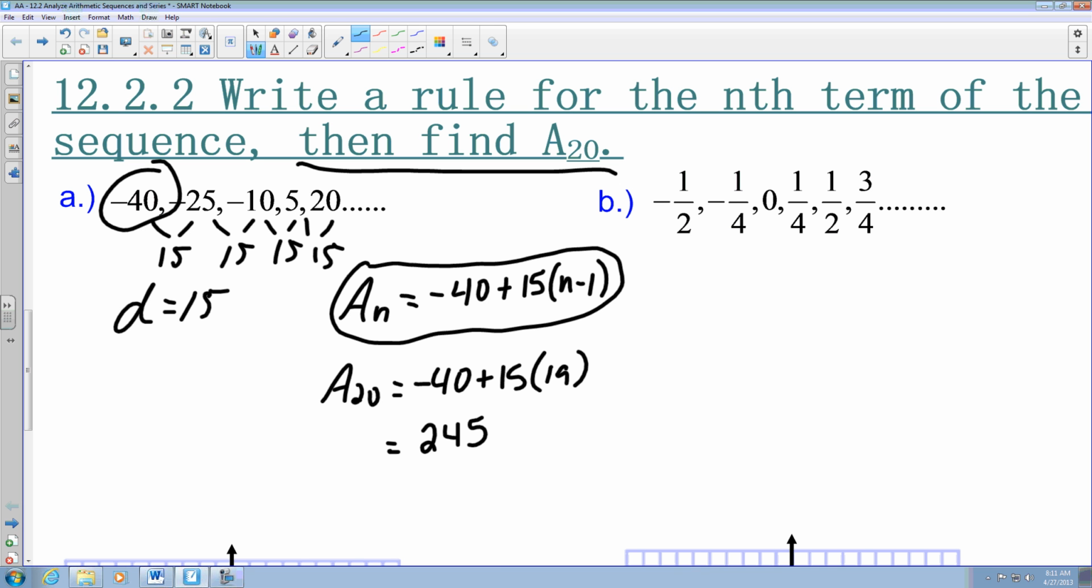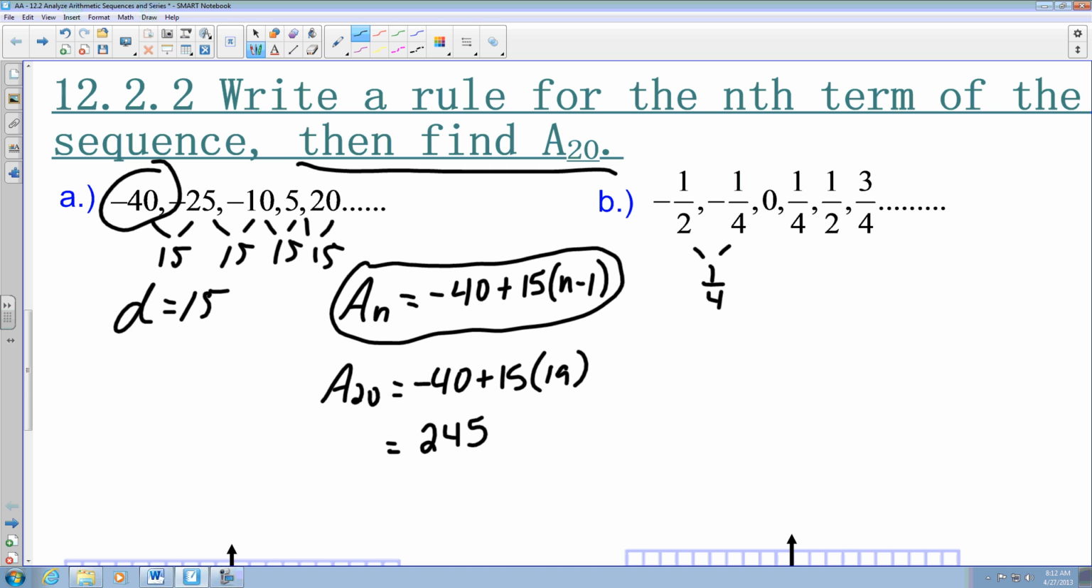So now for B, I get to find the common difference. I have negative 1/2, negative 1/4, 0, 1/4, 1/2, 3/4, and so on. If I take negative 1/4 and subtract negative 1/2, I get a difference of a positive 1/4. So if I take negative 1/4 and add 1/4, will I get 0? Yes, I would.